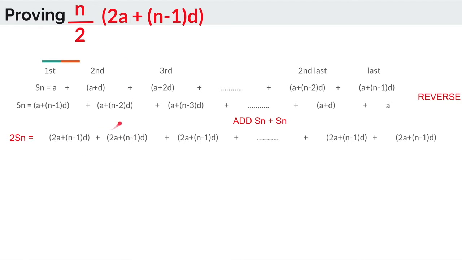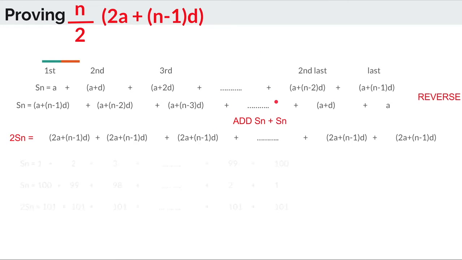Let's look at the second term. a plus d plus a plus (n minus 2)d. Well, a plus a gives you 2a. d plus (n minus 2)d gives you (n minus 1)d. And that's going to be the same for every single term: 2a plus (n minus 1)d.